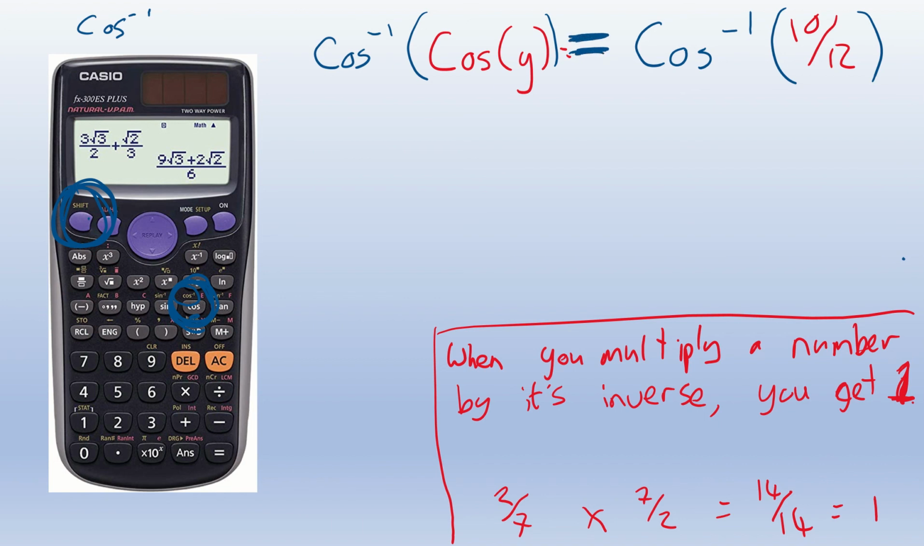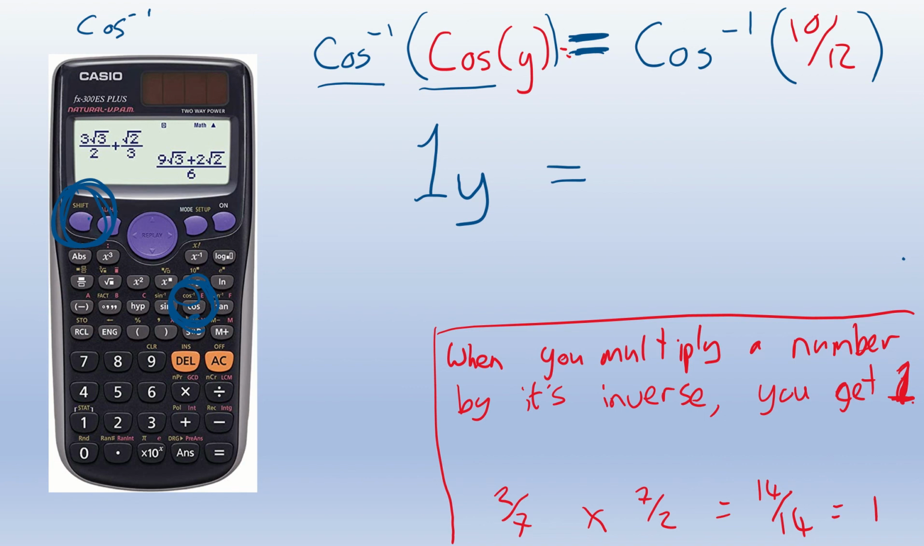On the left hand side here, I've got cos inverse multiplied by cos. Now remember, the inverse of something multiplied by cos is just going to give me 1. So on the left hand side, this multiplied by this is just going to give me 1. And the angle I was working with was y. I'm going to be left with 1y on the left hand side. On the right hand side, cos inverse of 10 over 12.